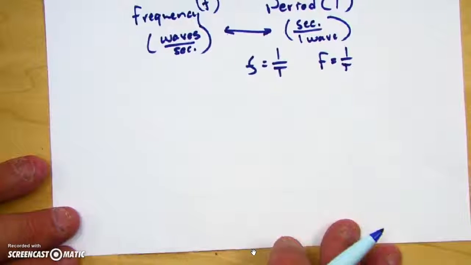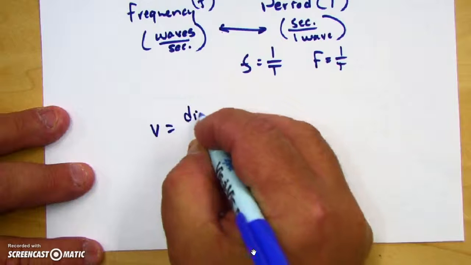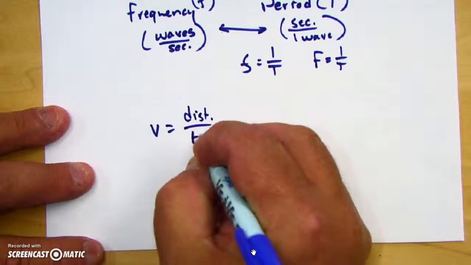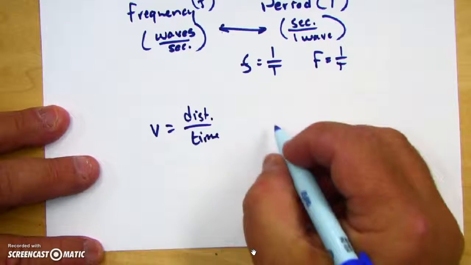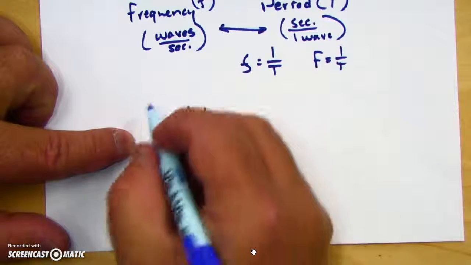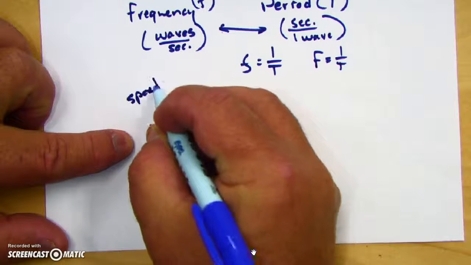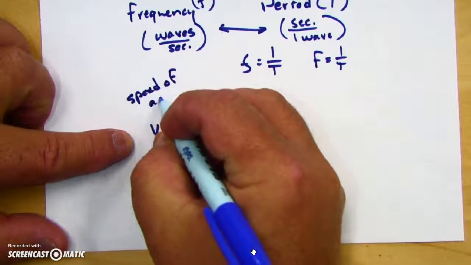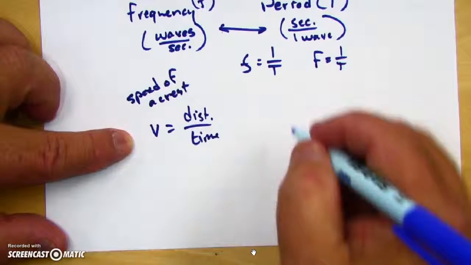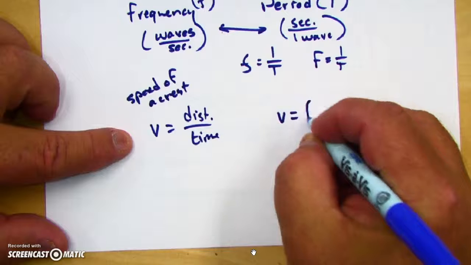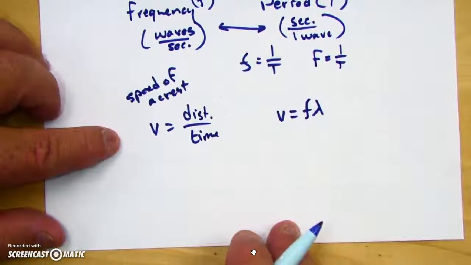Other equations that are kind of valuable for this is speed. Now, remember, speed is equal to distance divided by time. If I go back to like week 1, speed is equal to distance divided by time. Well, speed of a wave, and this is the speed of a crest. So make sure we understand that it's actually the speed of an individual crest on that wave. So v is equal to distance over time. Well, it turns out v is also equal to frequency times wavelength, which is kind of neat.